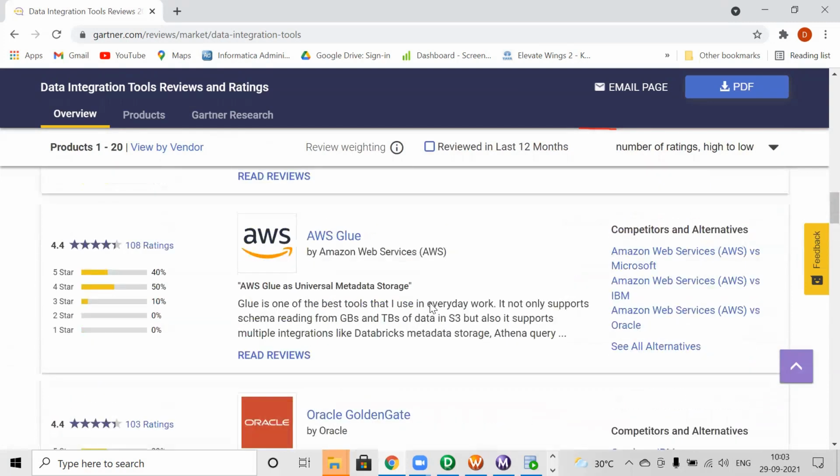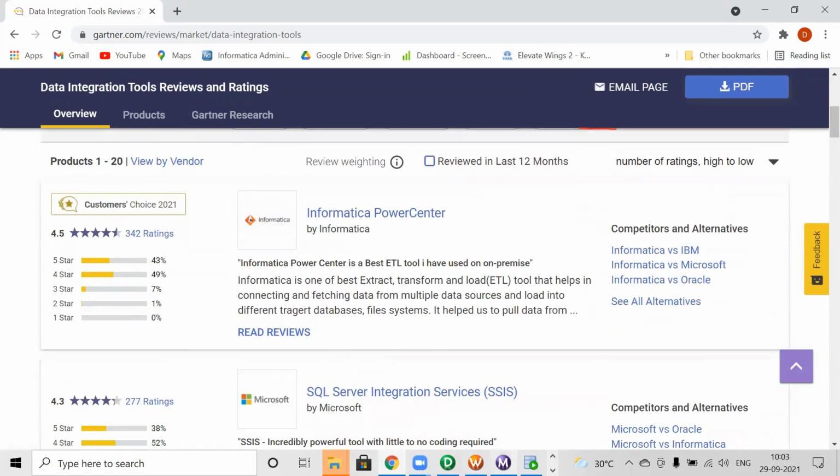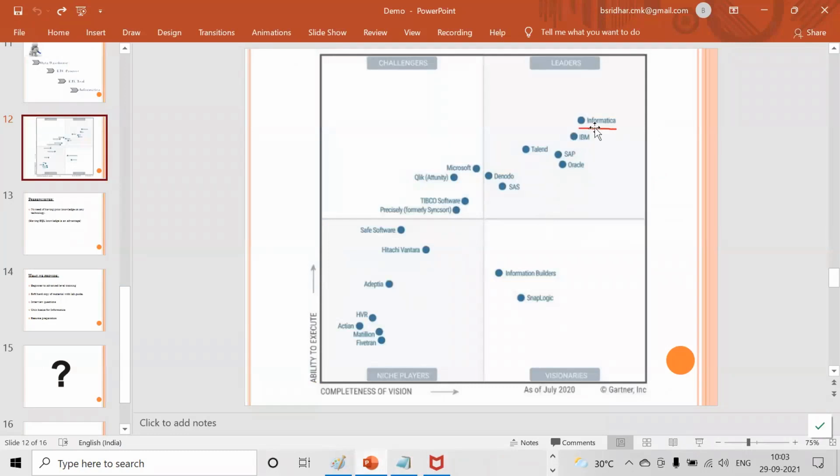Okay, so likewise, you can see the reviews and all, but the graph looks like this, where Informatica is in the number 1 position, and you can see this year-wise in Google. So from this, you can understand that Informatica is widely used in the market.